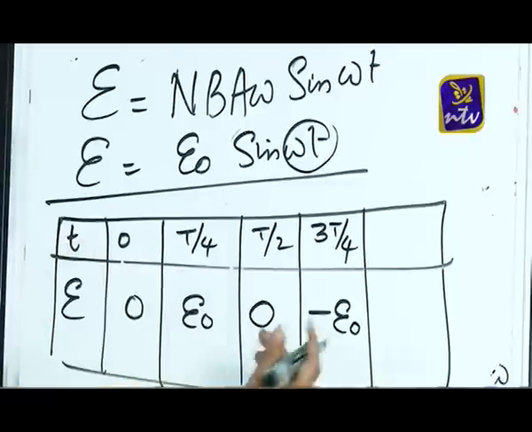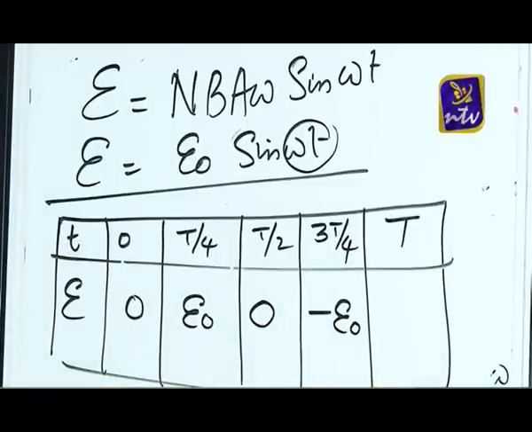And when you complete the revolution, one time period of revolution gets over, the total angle becomes 360 degrees, and the current EMF will be 0 because sin 360 degrees is 0. You can see very clearly the EMF increases from 0 to the maximum value, then decreases to 0, goes to the maximum value in the opposite direction, and then again declines back to 0.